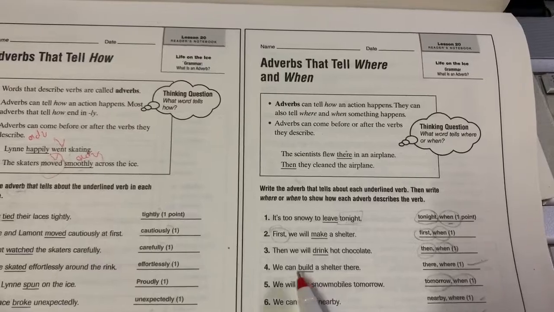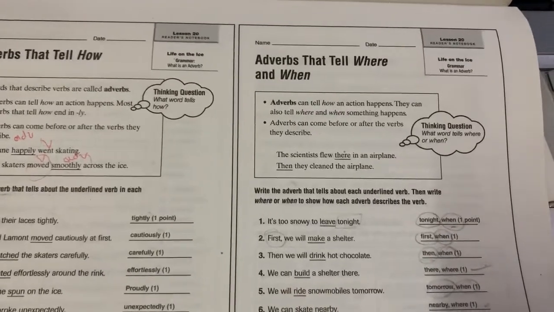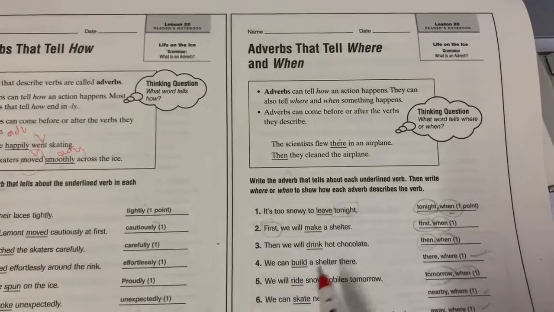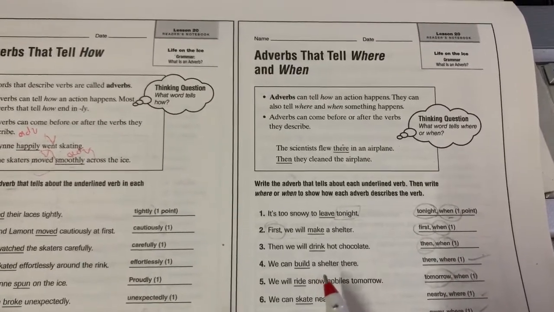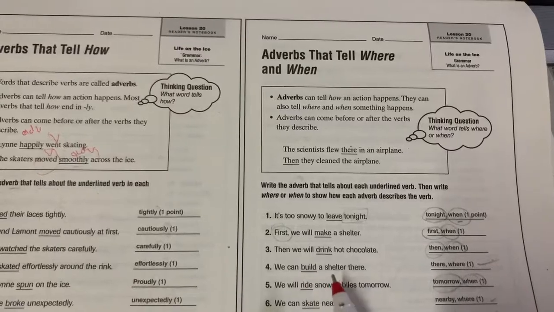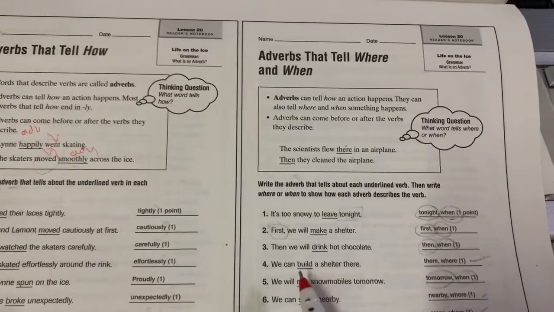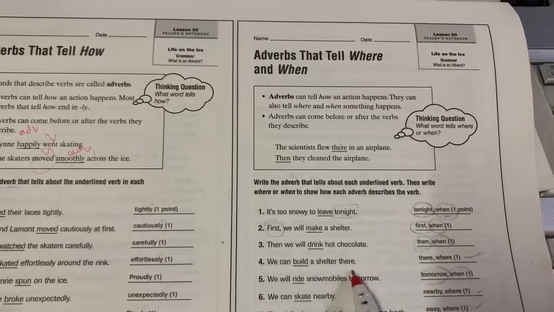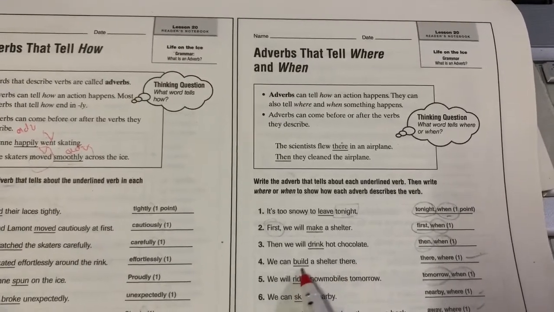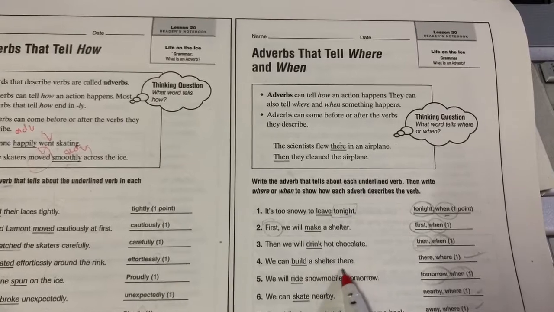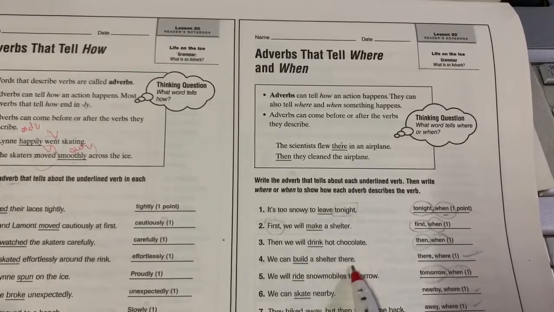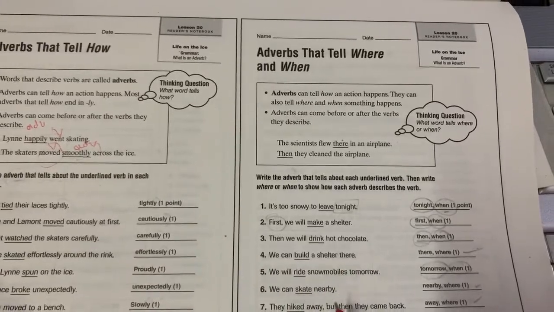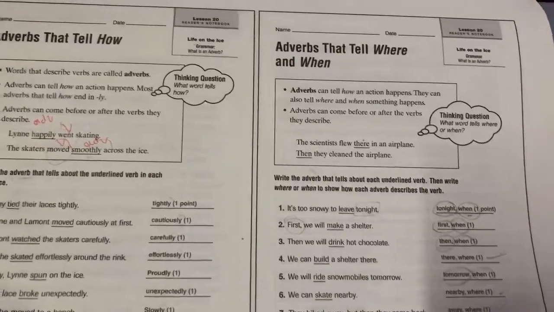We can build a shelter there. Where can we build a shelter? The answer will be there. So, we can build a shelter there. There is adverb. It comes after the verb, and we call it adverb of place, adverb of where. Okay?